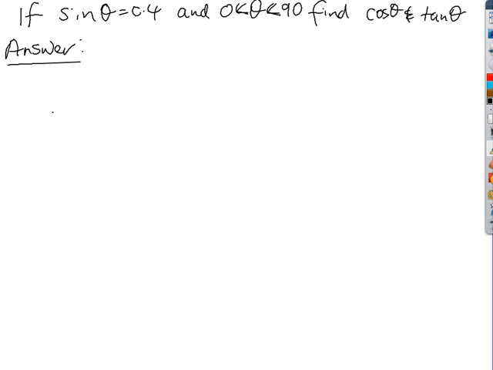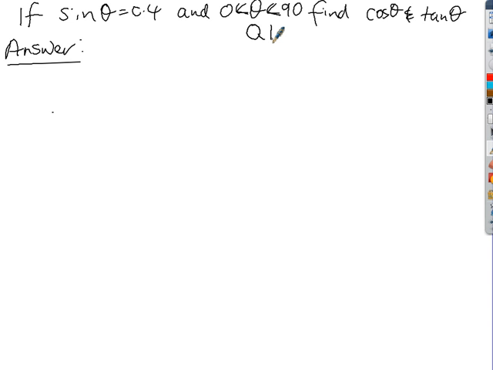Okay, here's a question in my nasty handwriting. It's in your book if you can't read it. It says if sine theta is equal to 0.4 and theta is restricted to the range 0 to 90 degrees, so in other words I'm only interested in quadrant 1, find cos theta and tan theta.